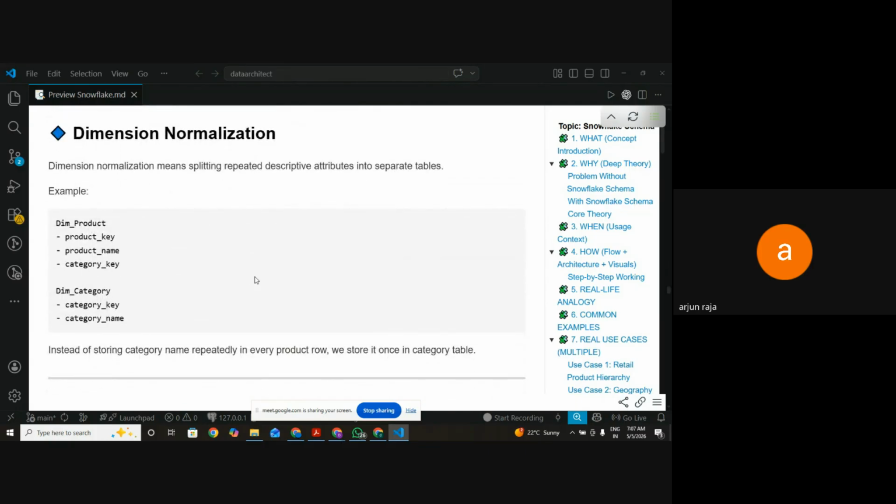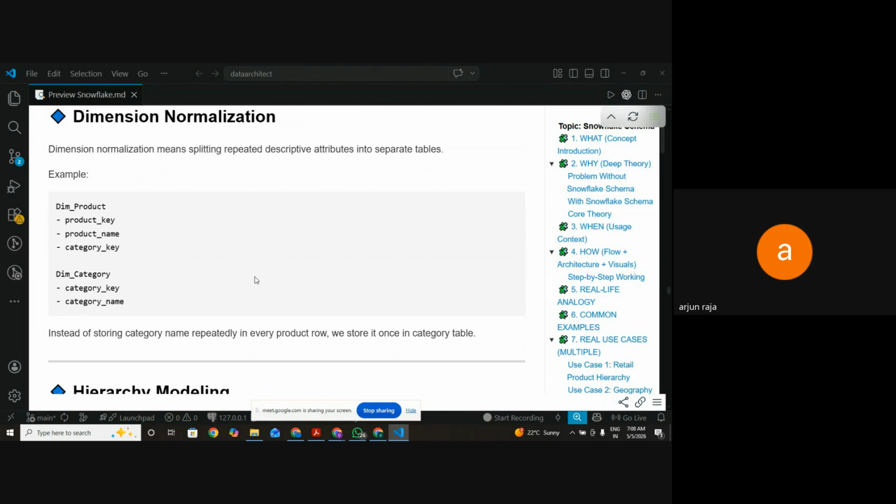Dimension normalization means splitting repeated descriptive attributes into separate tables. Like dimension product is split into product key, product name, category key. Then dimension category has category key and category name. Instead of storing category name repeatedly in every product row, we store it once in the category table.